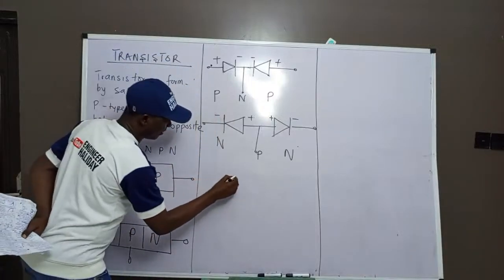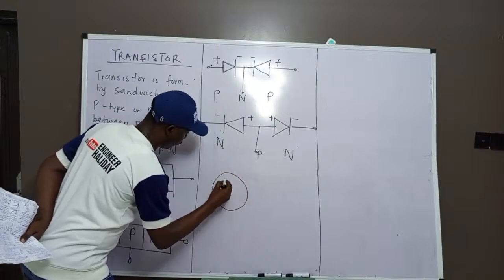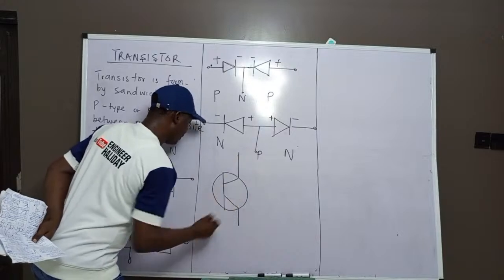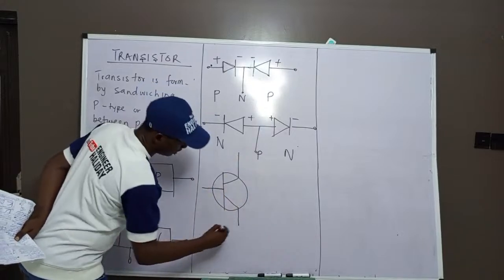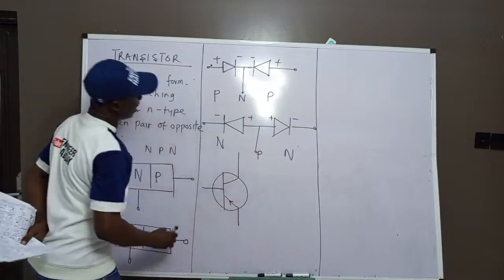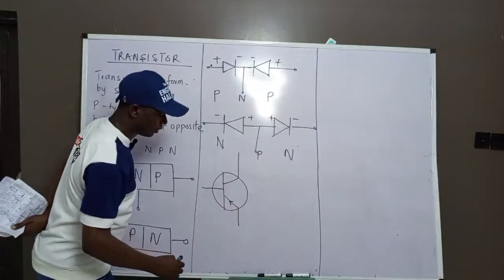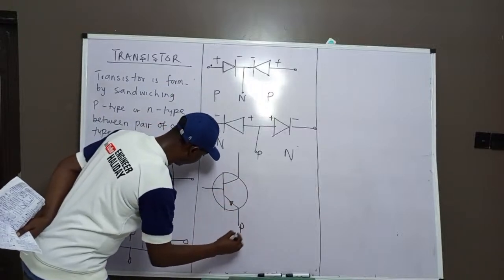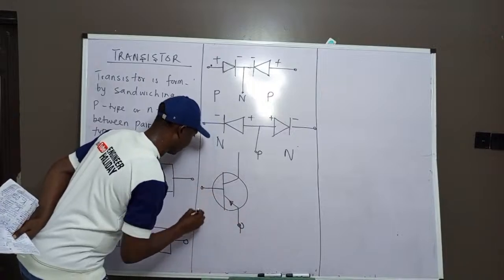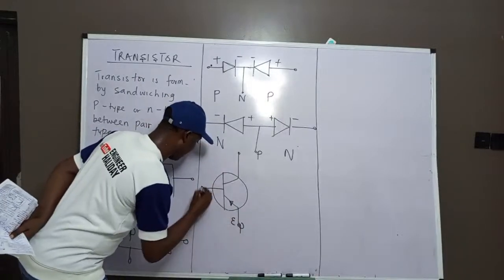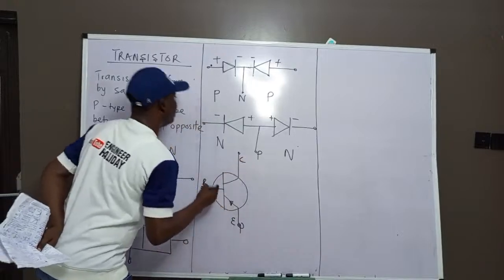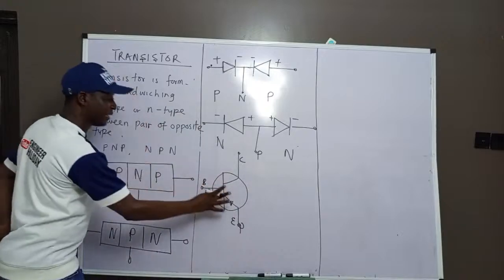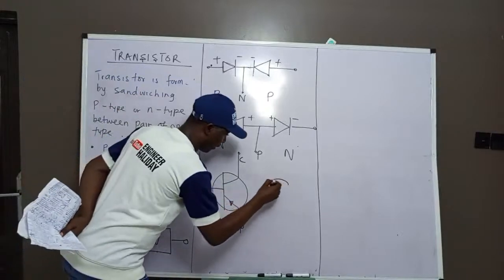Now we can have another symbol like this. This is the symbolic manner of drawing the PNP and NPN. If an arrow is going out from a particular symbol like this, that means you have an arrow going out from the P-type, from the emitter. I want to talk about the three terminals. This is the emitter, this is the base, and this is the collector. So that is to say we are talking about three terminals now. I'm coming there, but I will show you something there.